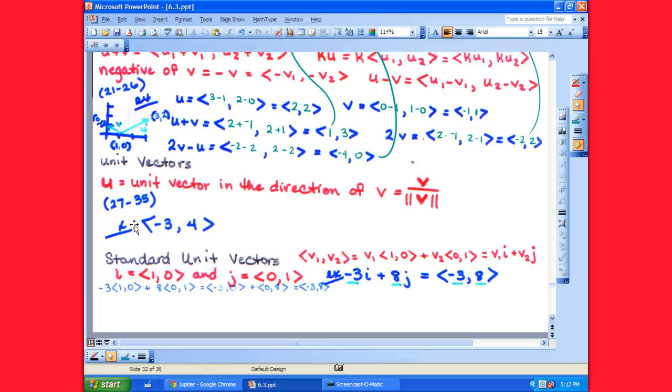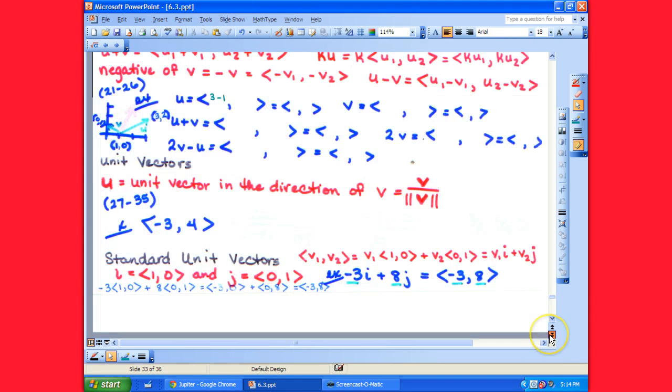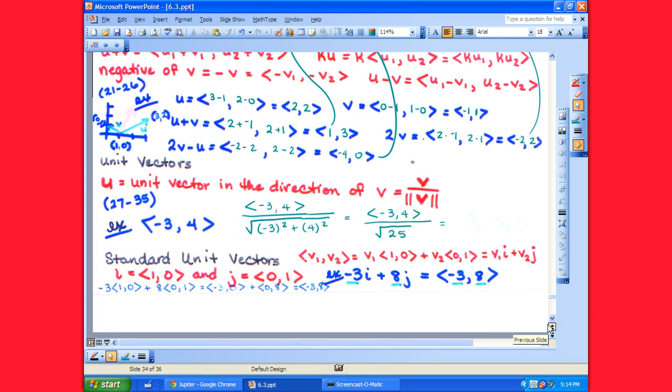The way that I would do that is I would take the component form of the vector and divide it by its magnitude. Because if this is 5 units long and I want it to be 1 unit long, I just divide it by 5, right? So let's do that. Let's take our component form, negative 3, 4, and divide it by its magnitude. As we already said, that magnitude is going to be 5. So we'll take negative 3, 4 and divide it by 5, and we'll end up with negative 3/5 and positive 4/5.